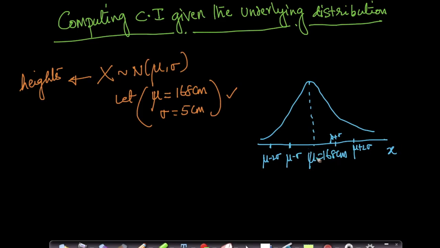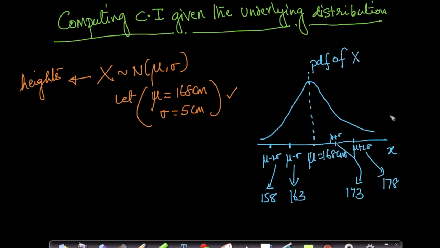Of course, my mu is 168, and similarly, this value will be 168 minus 5, which is 163 centimeters, and this is 158 centimeters. Similarly, this value is 173 centimeters, and this is 178 centimeters. I know this is the PDF, the probability density function of my random variable x.